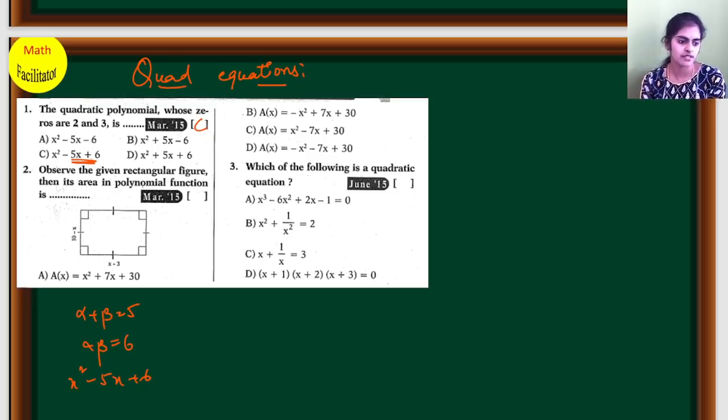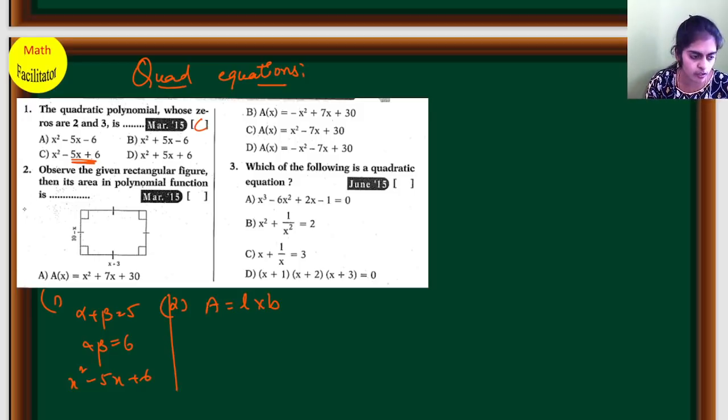Okay, so observe the rectangle, you have to find the polynomial function. So question number 2 is nothing but the polynomial function of area. Area is length into breadth. Same question we have done for polynomial. Same you will do it here also. Just multiply your length and breadth. It is x minus 3 into 10 minus x. So multiply and see what is the answer you are getting.